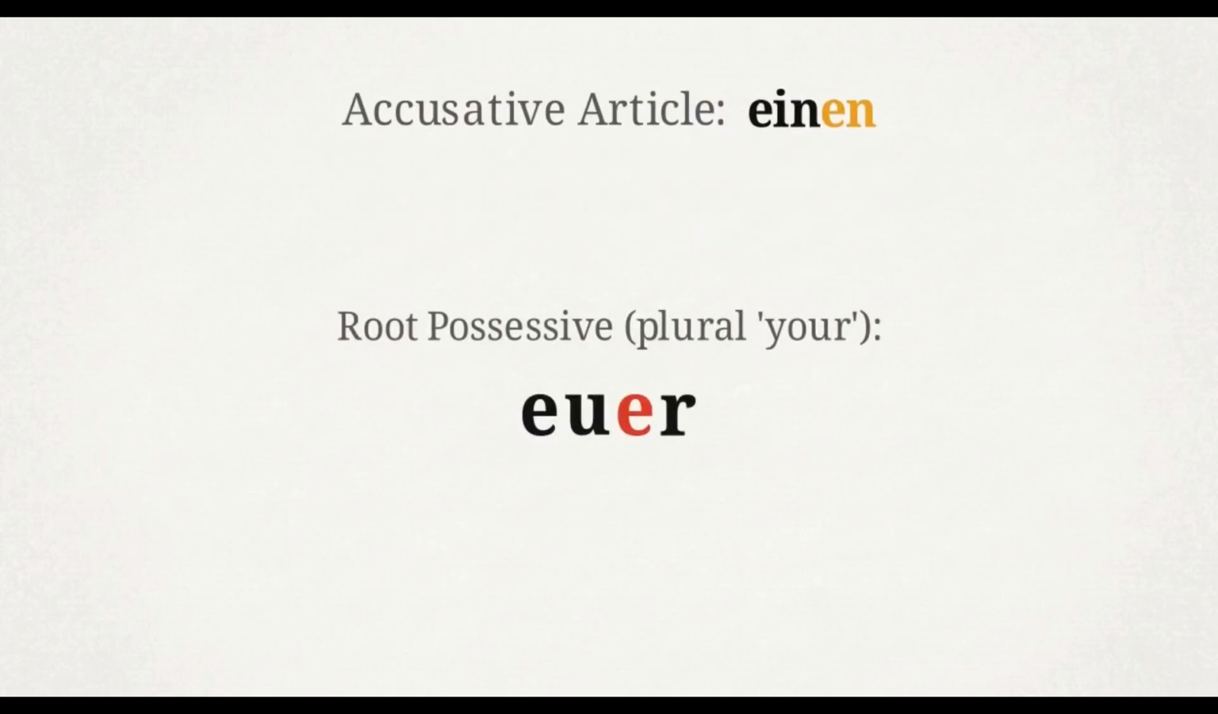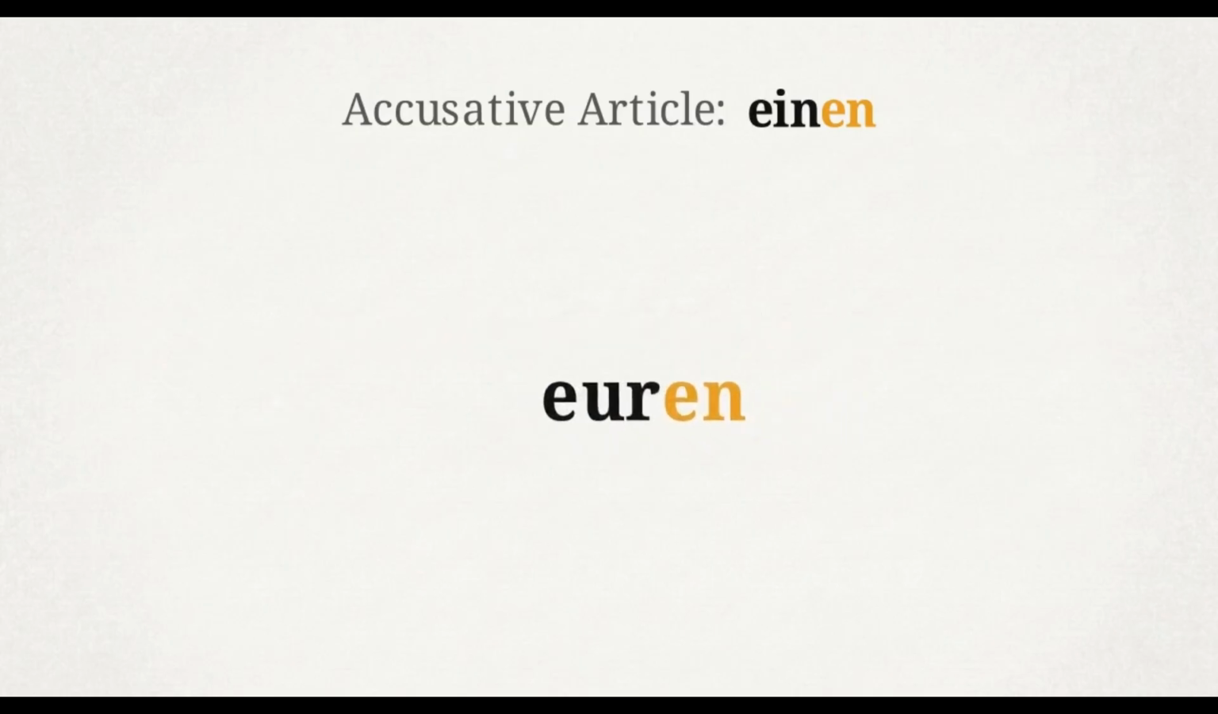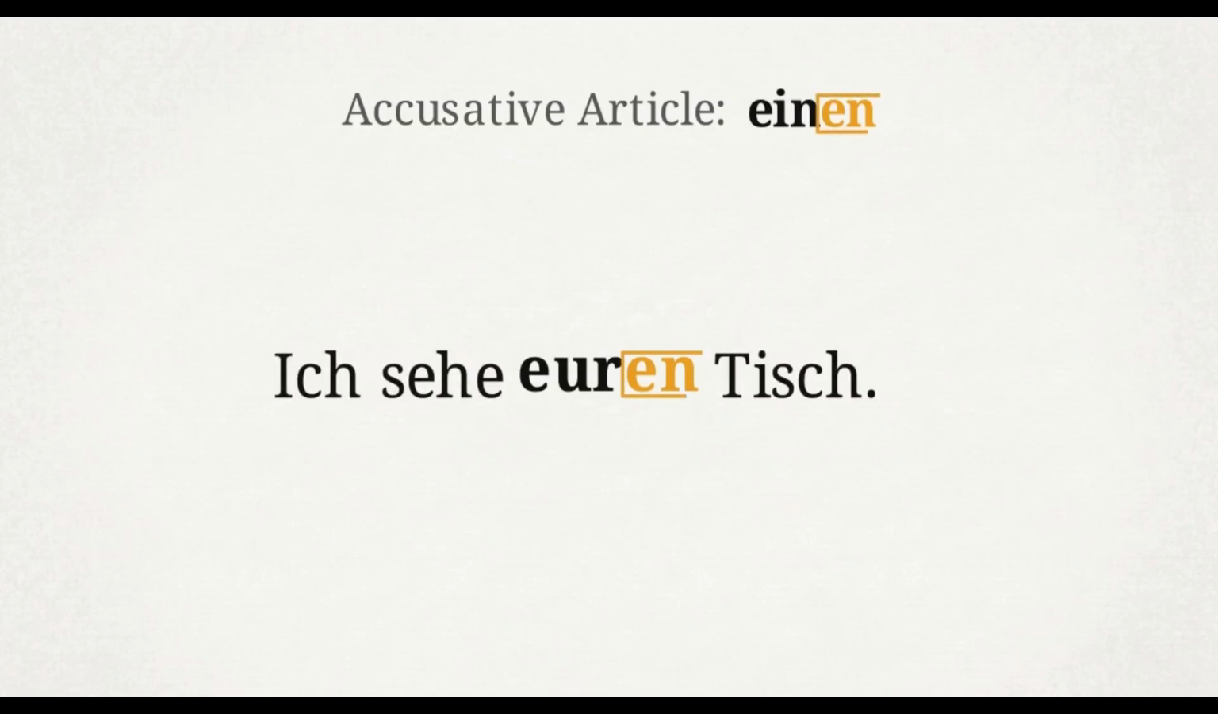Step 2. Identify the root possessive. For a group of people, your is eure. Step 3. Combine them. We add the n ending to the root, drop that awkward middle e for pronunciation, and build our final sentence. Ich sehe euren Tisch.